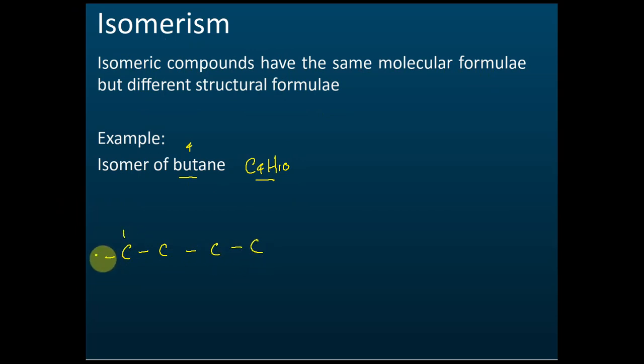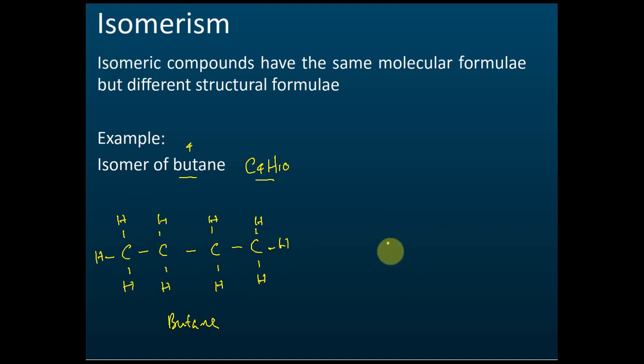The first one is something like this. No branch. So the IUPAC name for this one is butane. When you draw a structural formula, make sure that every carbon has four covalent bonds, and every hydrogen has only one covalent bond.